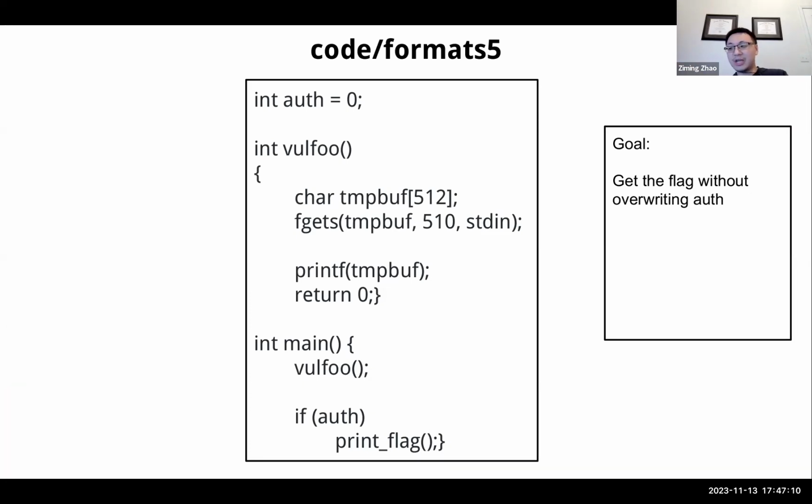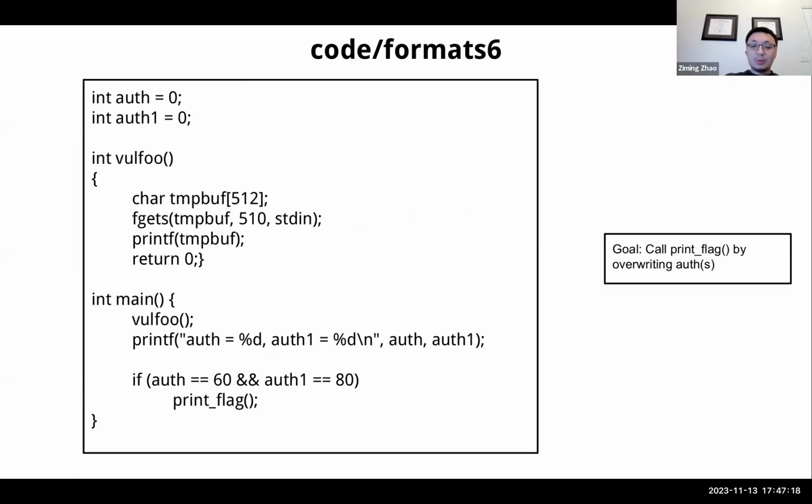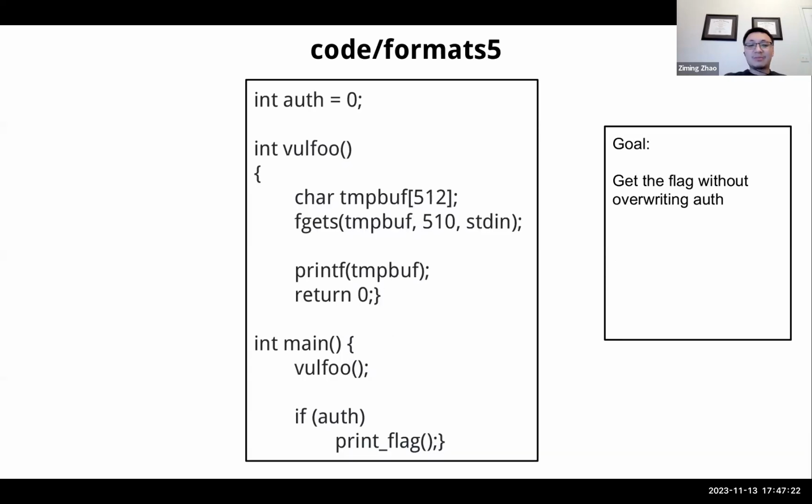You use a percentage n, you use multiple percentage n, right? Then you can overwrite many things. So in the previous example, 6, you see that we do not have to constrain ourselves to 1 percentage n. We can have as many as we want. So then in the address space of a program, what are the most valuable data we want to overwrite?